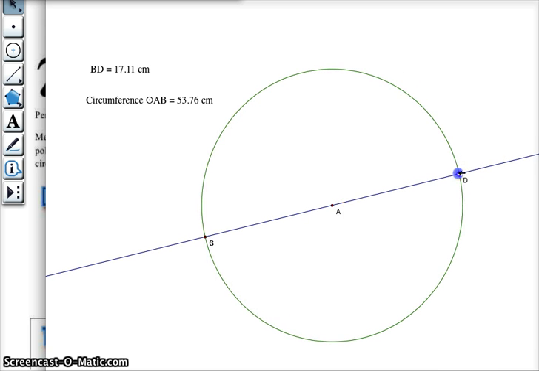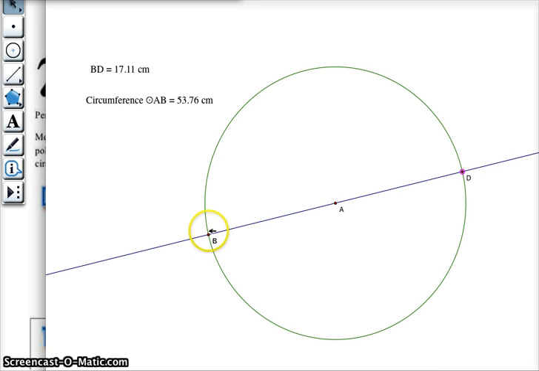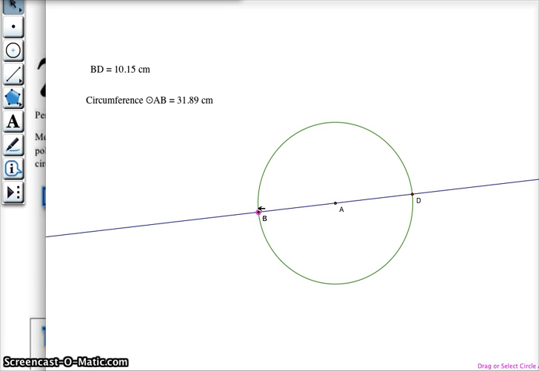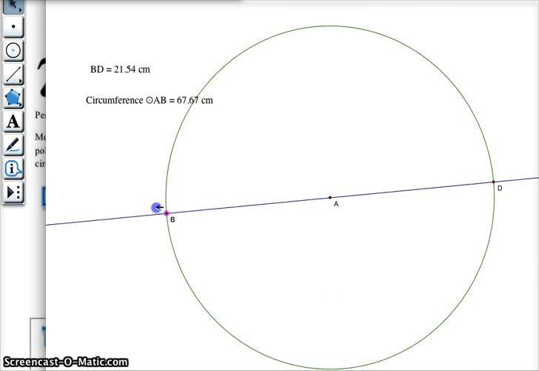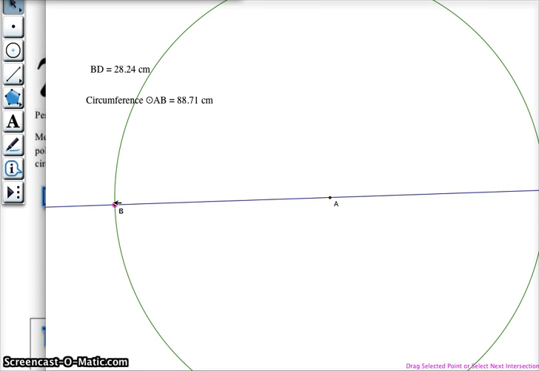Okay, now I'm going to adjust the size. Okay, how about this? We have circumference 31.89, and we have diameter 10.15. So write those measurements down for the second one. C is 31.89. D is 10.15, and finally, how about something really big? So we have circumference of 88.71 and diameter of 28.24.